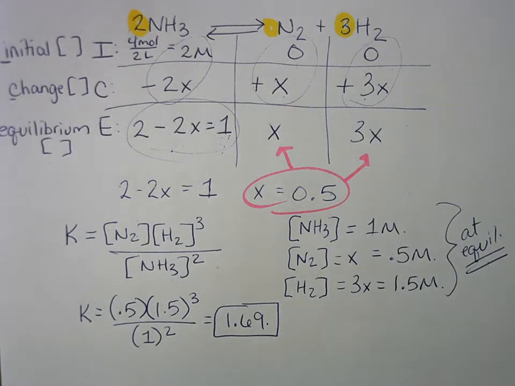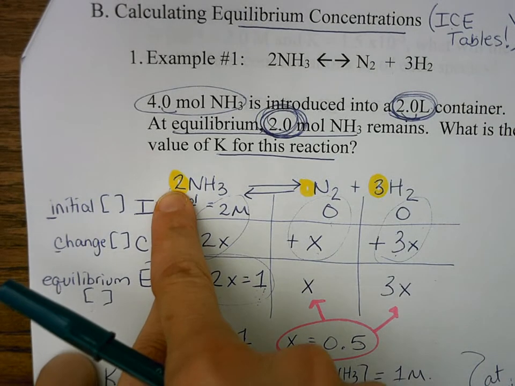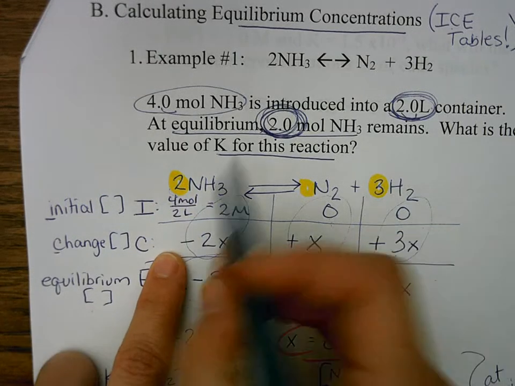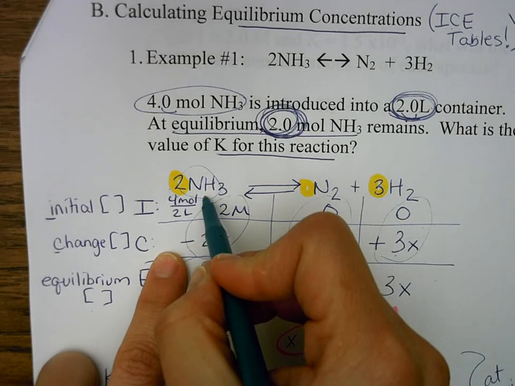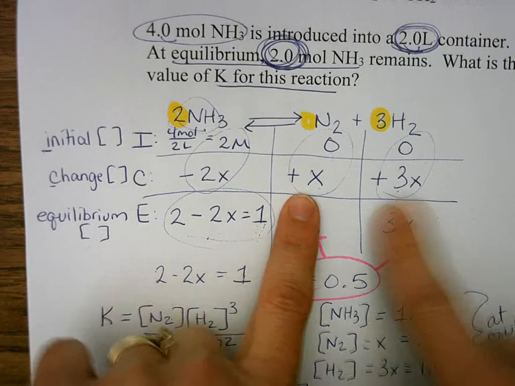Okay, how'd you get negative 2x on the change? Okay, because of the 2 in front of here, and then negative because this is the reactant, so it's going to be disappearing. Anything that's over on the reactant side is going to have a negative in front of it. Anything over on the product side is going to have a plus.